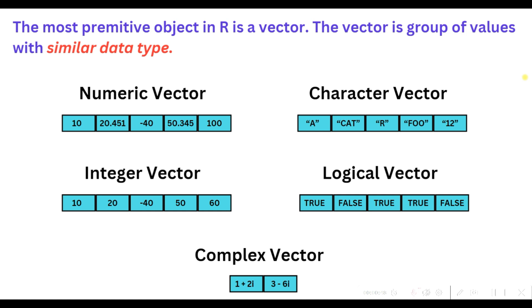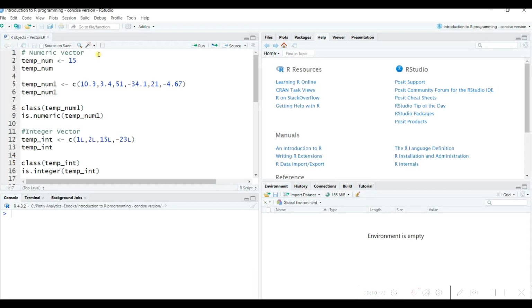Vectors are created as per data type. Numeric vector, it's a vector of real numbers. Integer vector, it's a vector of integers. Character vector, it's a vector of characters. Logical vector, it's a vector of Boolean values, true or false. And complex vector, it's a vector of complex values. So let's open RStudio and create these vectors. I have prepared the script to show you the vectors of different data types.